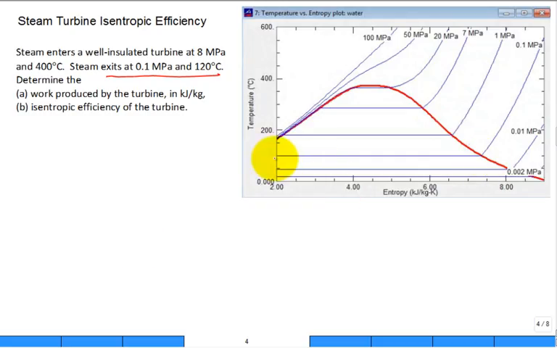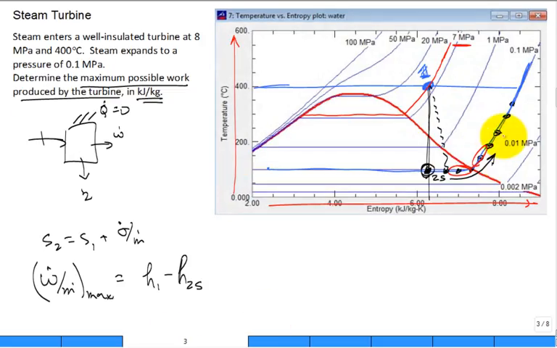Let me go back to this problem. They're giving you information to tell you it actually exits right there. That's where it actually exits. 120 degrees C at the same pressure, 0.1. You can see there's some significant entropy generation.